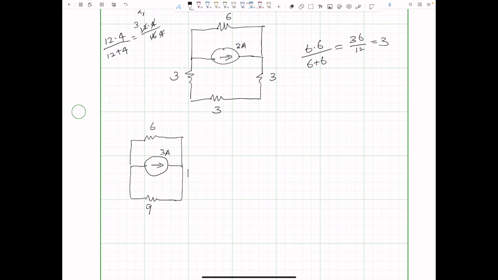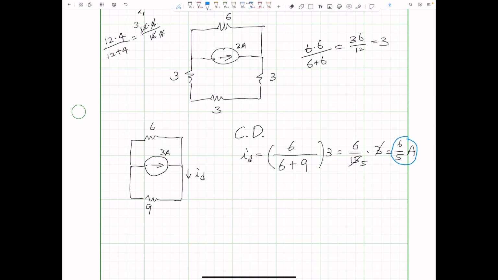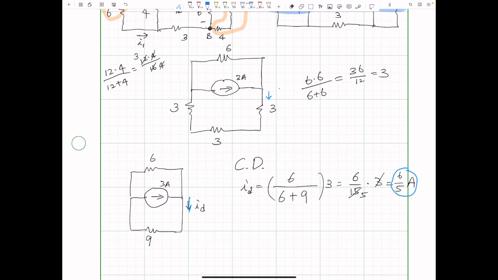Now we can apply the current division rule. We're going to call this I downward. So use current division: I_D equals the opposite 6 over the combination of those two, times the total supplying current, which is 3. So 6 over 15 times 3 is 6 over 5 amp. This 6 over 5 amp is going downward. That means in here we have 6 over 5 amp going downward.